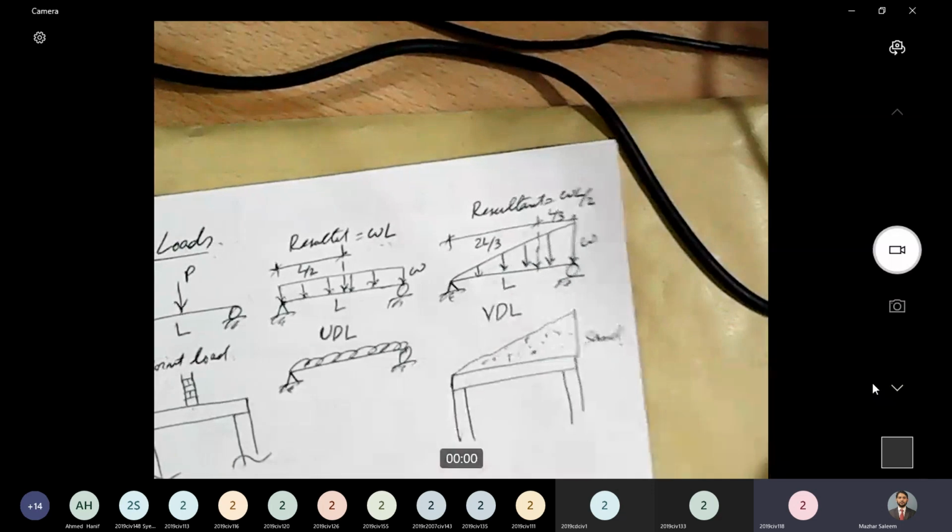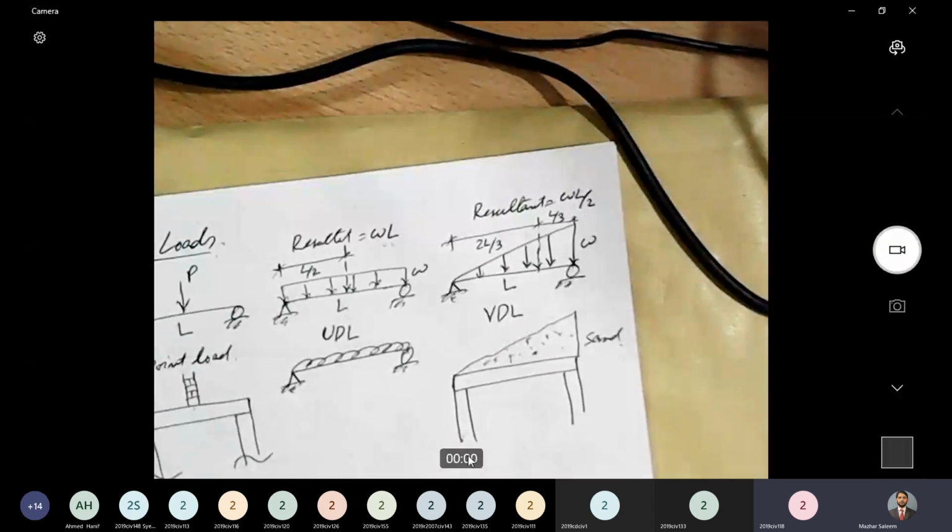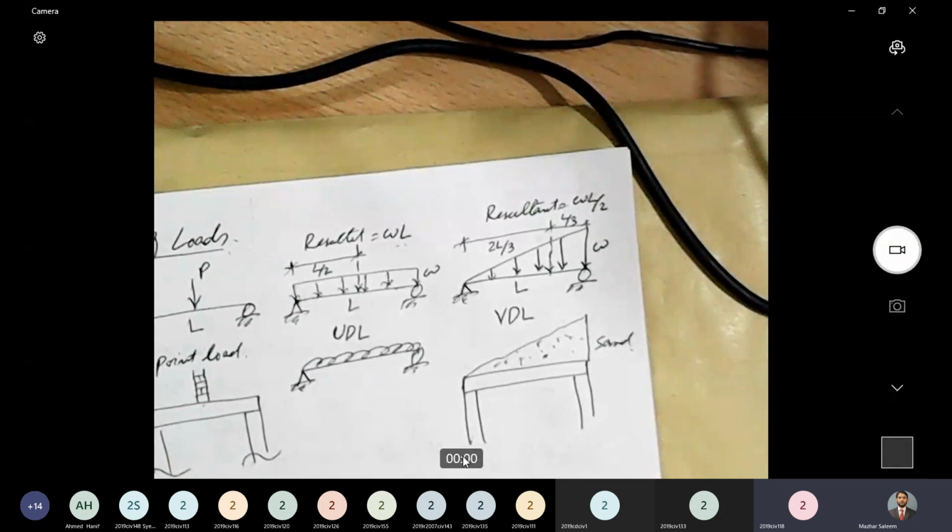Excuse me, sir. Okay, any question? Yes. Sir, what is the purpose of defining the resultant?